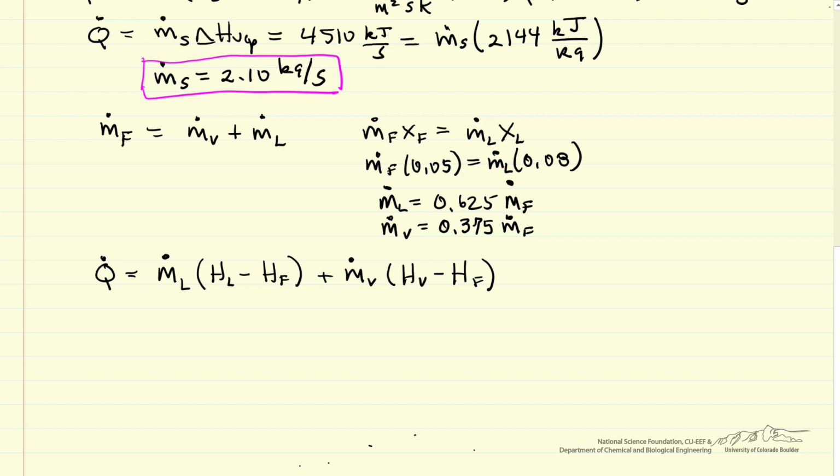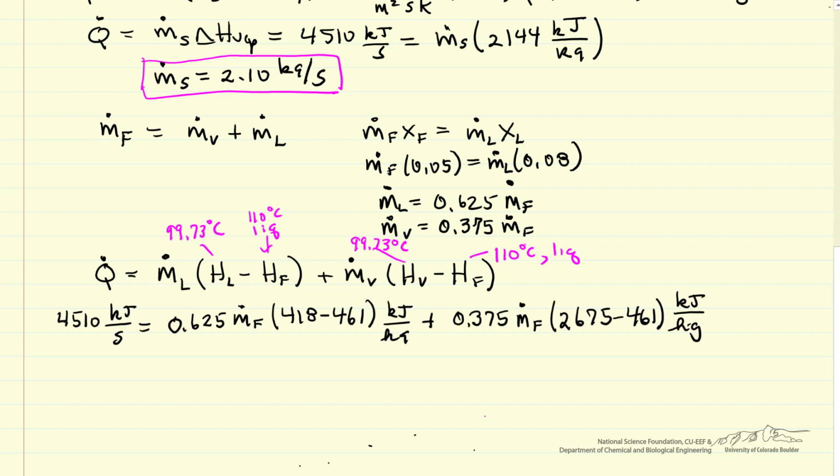So let me pause. All I'm going to do is go to the steam tables, look up the values, and I'll make some notation to make it clear where they come from. So let me pause and do that. I've indicated the temperatures that we use when we go to the steam tables, and I've substituted in the values. The only unknown now in the equation is the mass flow rate of the feed. So that means we can just solve this for the mass flow rate of the feed.